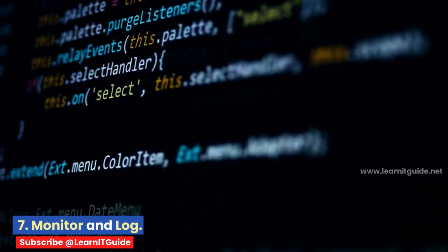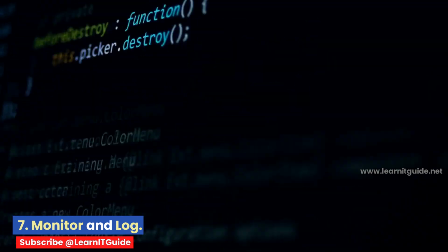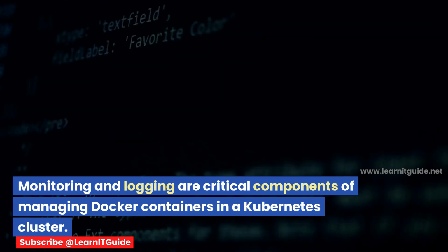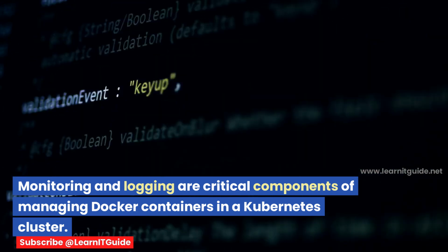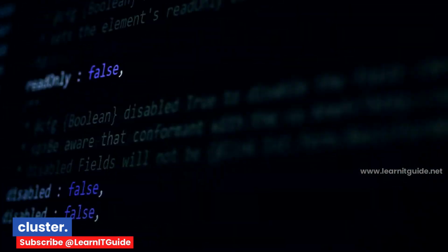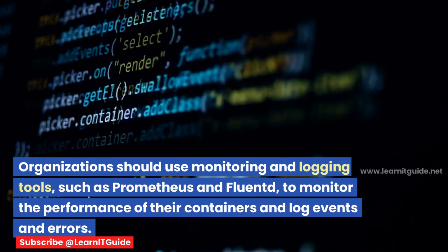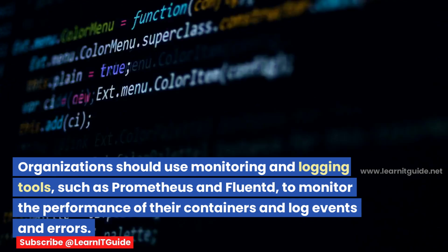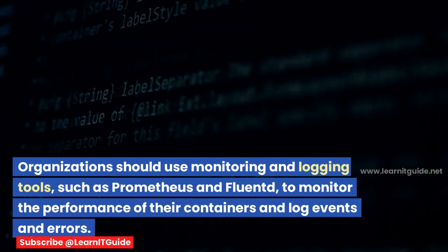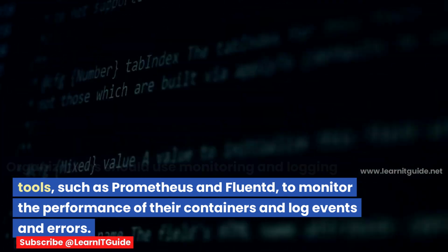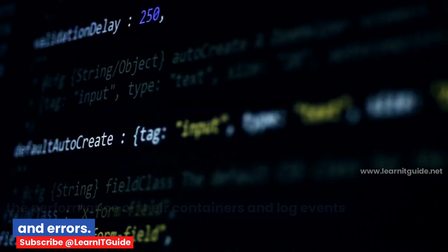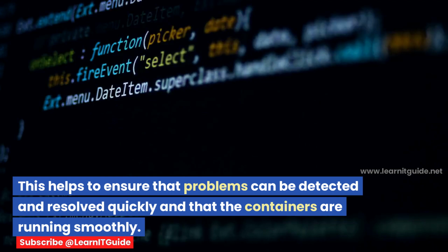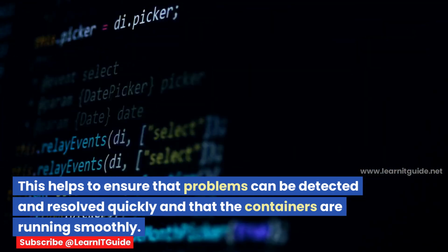7. Monitor and log. Monitoring and logging are critical components of managing Docker containers in a Kubernetes cluster. Organizations should use monitoring and logging tools, such as Prometheus and Fluentd, to monitor the performance of their containers and log events and errors. This helps to ensure that problems can be detected and resolved quickly and that the containers are running smoothly.